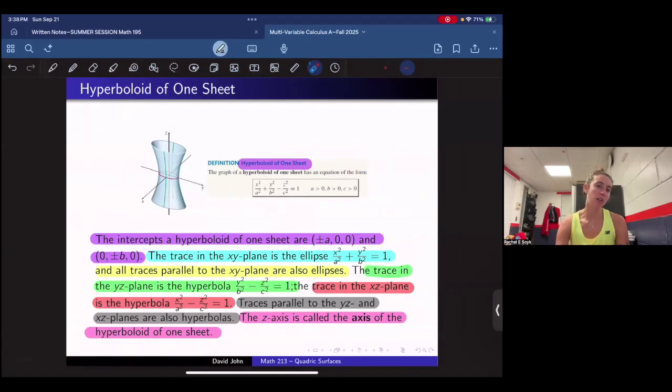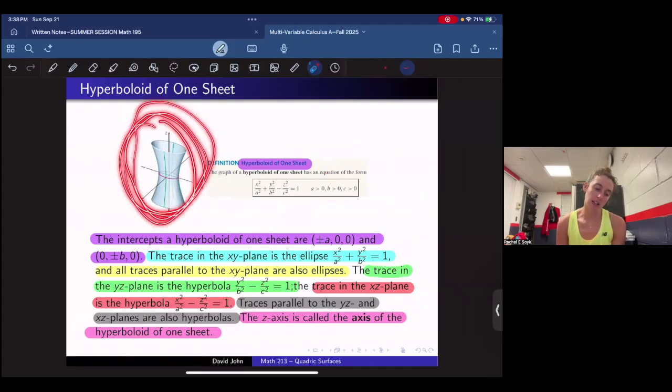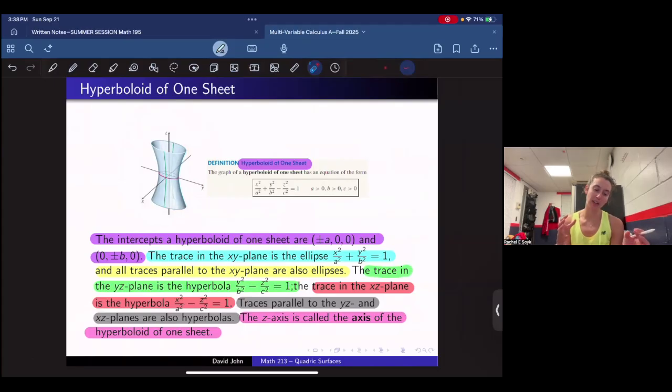We have our hyperboloid of one sheet. Our visual representation looks kind of like a cylinder, but a cylinder that wants to be skinny, and so they're sucking in at the stomach. And so our general form is x squared over a squared plus y squared over b squared minus z squared over c squared is equal to 1. Once again, a, b, and c all positive.